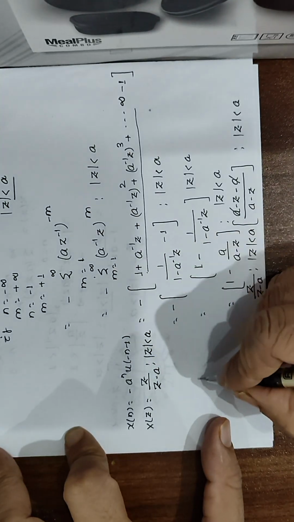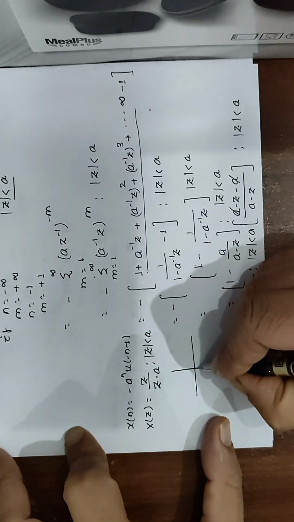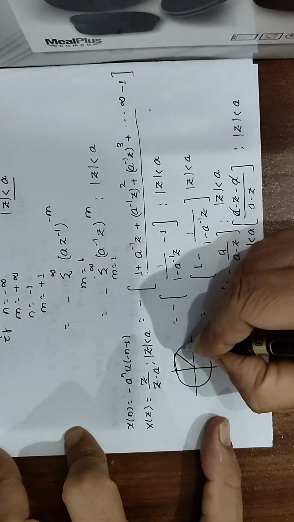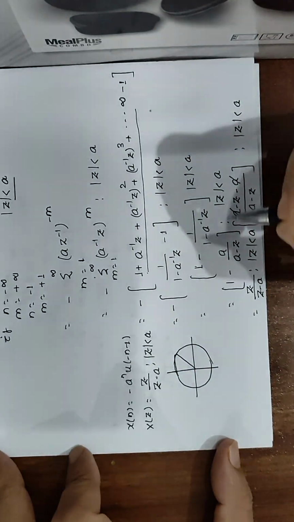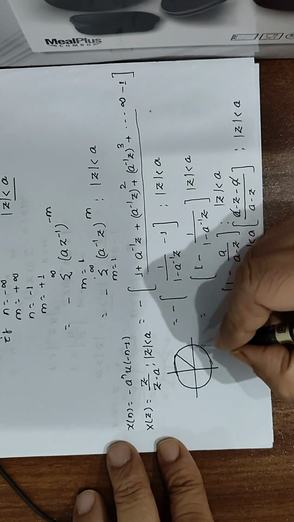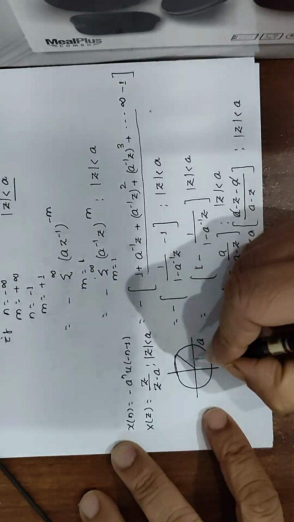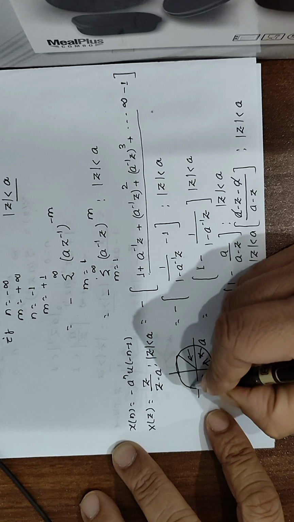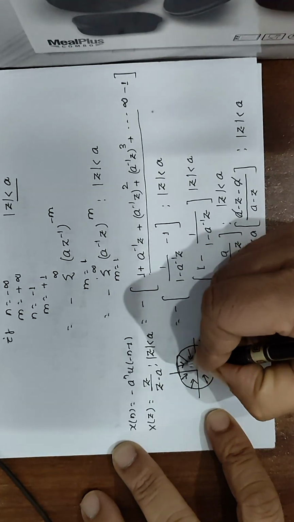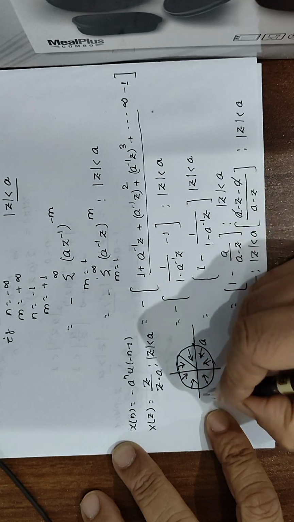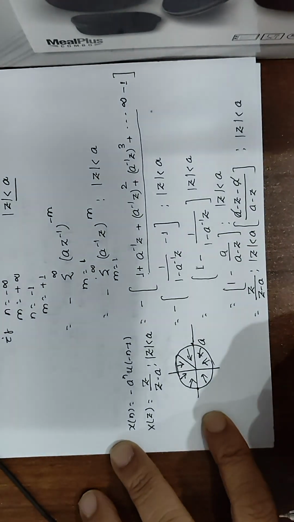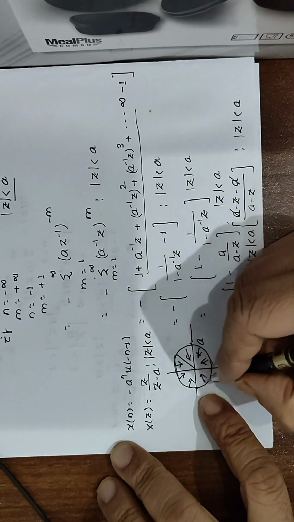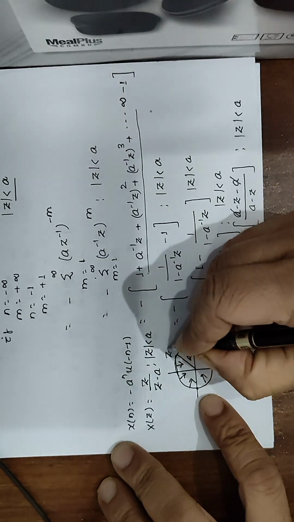So draw a z plane of radius a, and x of z will exist only for z values less than a. It means we have to take all the values of z less than a. It means it must be within the circle of radius a. So this is the z plane.